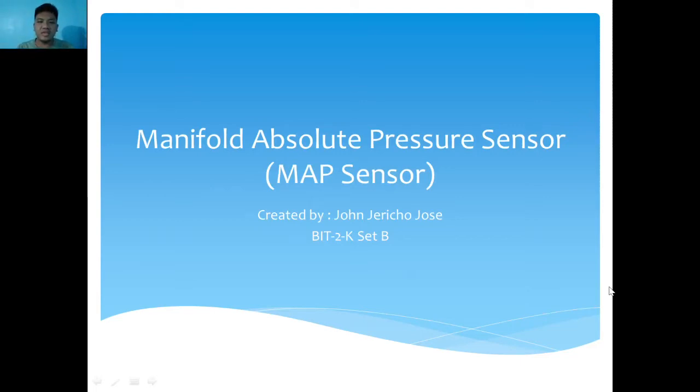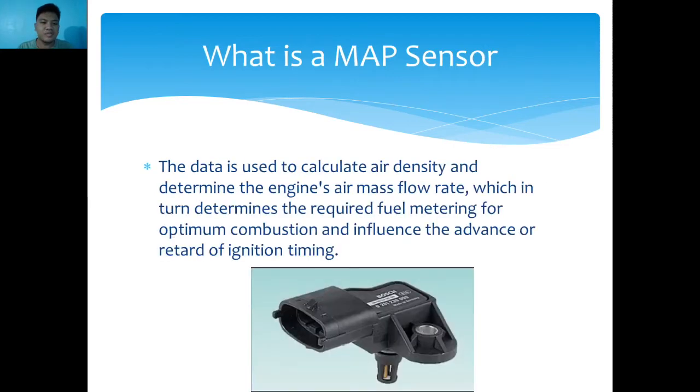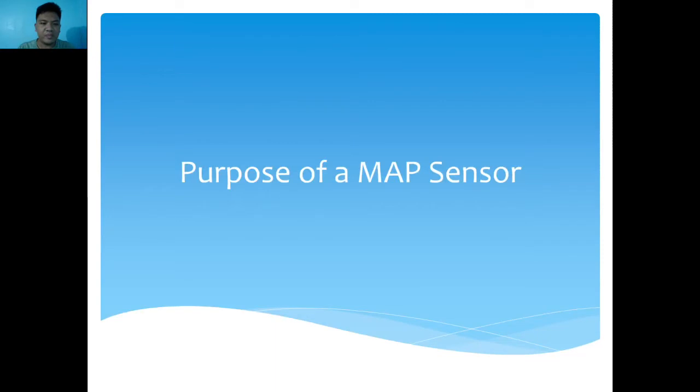Here to explain to you things you need to know about the manifold absolute pressure sensor. But first, what is a MAP sensor? The manifold absolute pressure sensor provides instantaneous manifold pressure information to the engine's electronic control unit. The data is used to calculate air density and determine the engine's air mass flow rate, which in turn determines the required fuel metering for optimum combustion and influences the advance or retard of ignition timing.